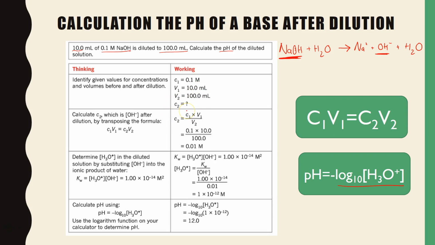What's our final concentration? We use the same formula to help us calculate this. We have 0.1 times 10, in mL, and again in mL here for 100. And we have 0.01 molar as our final concentration. This refers to the concentration of hydroxide, because as I mentioned, every single one of these sodium hydroxide molecules will break up and form sodium ions and hydroxide ions. Therefore, we've calculated the concentration of hydroxide ions after it's been diluted, which is 0.01 molar.